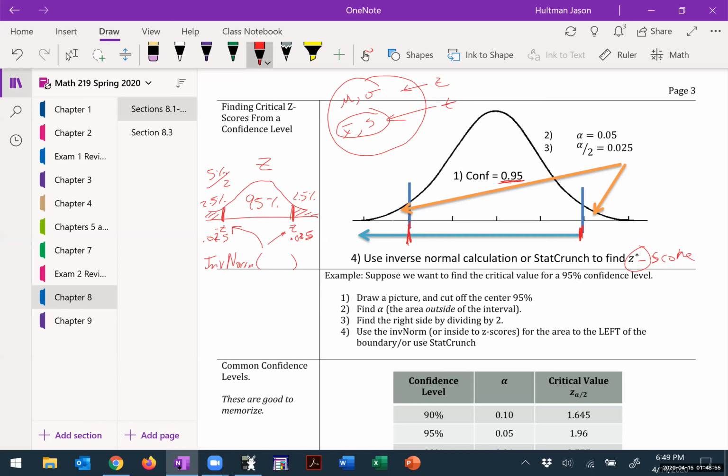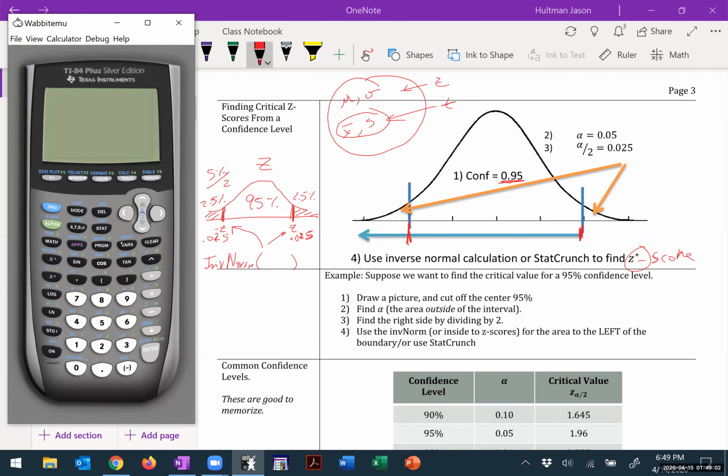Okay, so let's see how this is going to work. Let's turn it on first. Let's go to second vars. Inverse norm. And what's the area to the left that I want to look at? Well, I could either include the 95% or I could not include it. I could either get negative z or positive z. I'm just going to go with negative z. It's just easier.